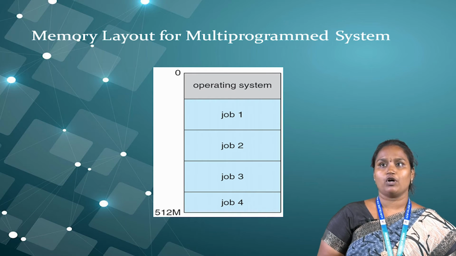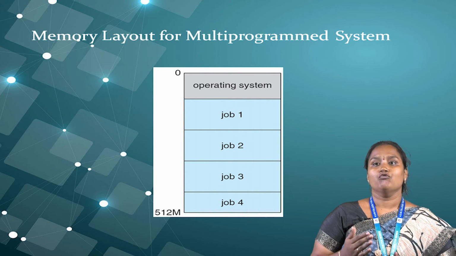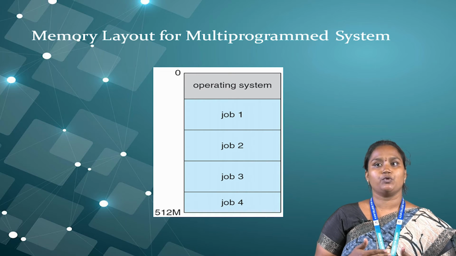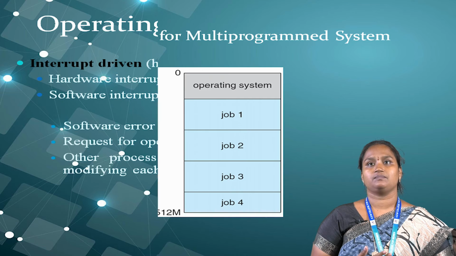Memory layout for a multi-programmed system. The operating system is allocated space along with four jobs: job 1, job 2, job 3 and job 4. The total memory is 512.